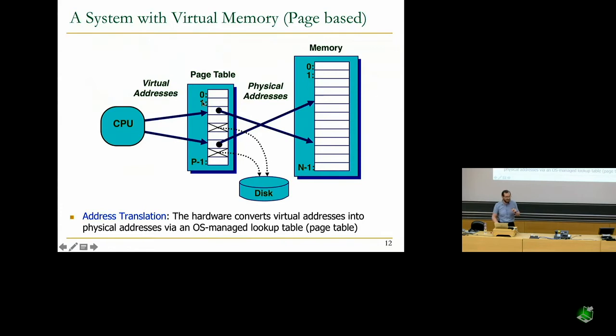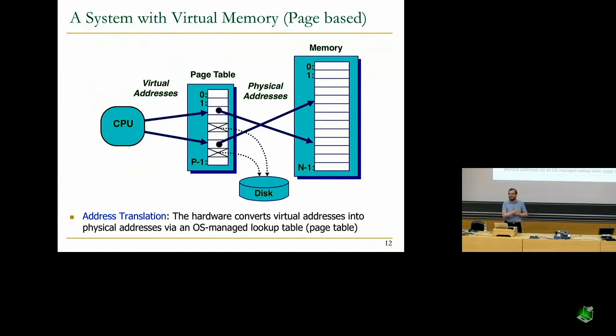You need this to actually get to the physical address that's corresponding to the virtual address. If you look at this picture, some of the virtual addresses are in physical memory, as you can see. Some of them are actually in disk. So that's what this page table enables.